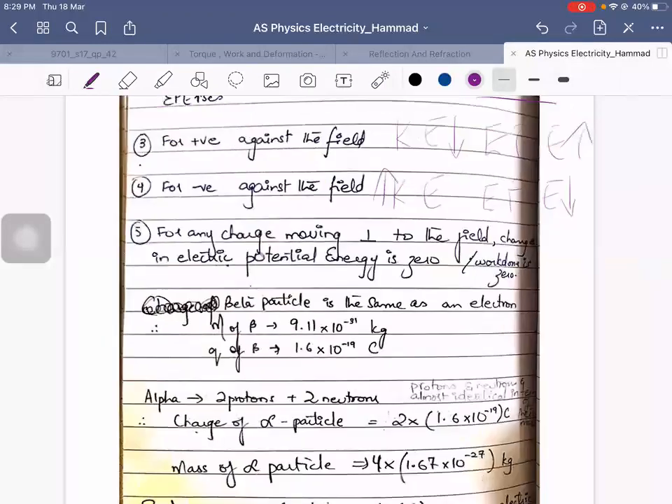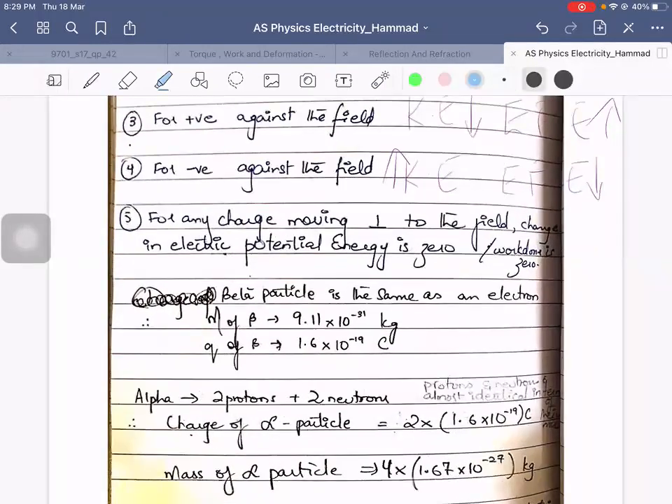For any charged particle, this is the key point. For any charged particle moving perpendicular to the field, the change in electric potential energy is zero, or you could say the work done is zero.